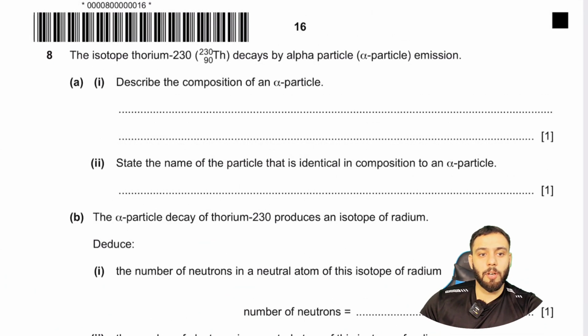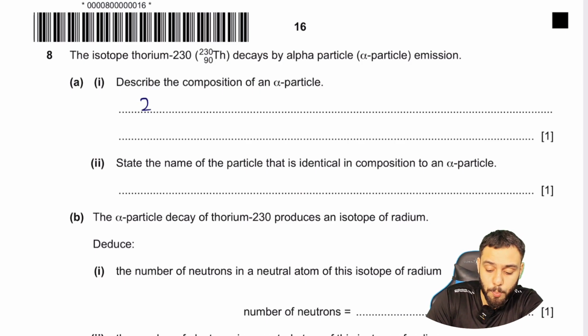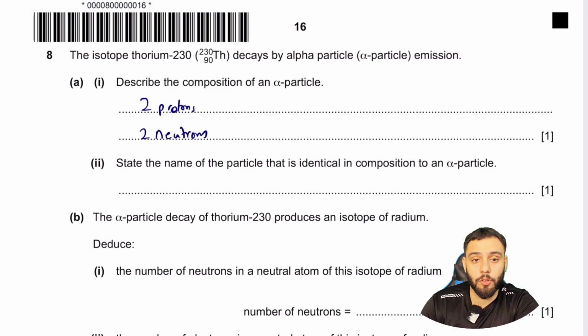Alright guys, question number 8 is basically for radioactivity and nuclear physics. Describe the composition of alpha particles. Pretty simple. So alpha particles would have 2 protons and 2 neutrons. No electrons, but 2 protons and 2 neutrons would be there.